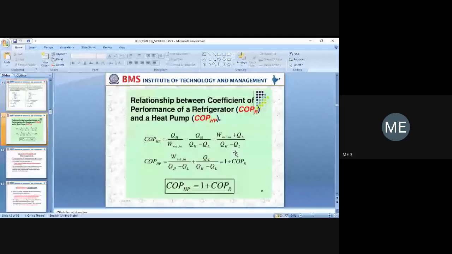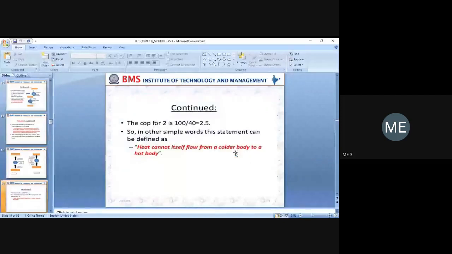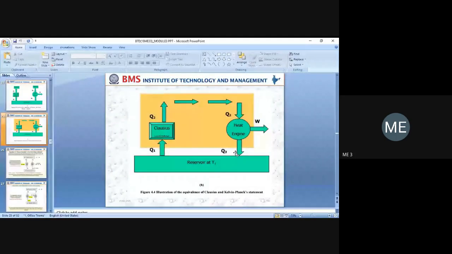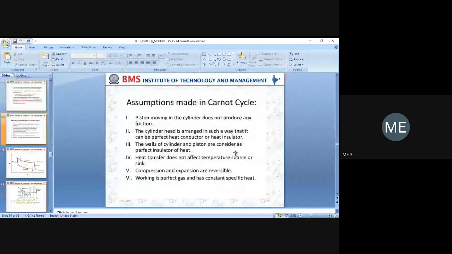Today one more derivation is left out, that is entropy change during the polytropic process. In yesterday's class, we derived the expression for entropy change during the constant volume process, next the constant temperature process, the isothermal process, and then the adiabatic process.